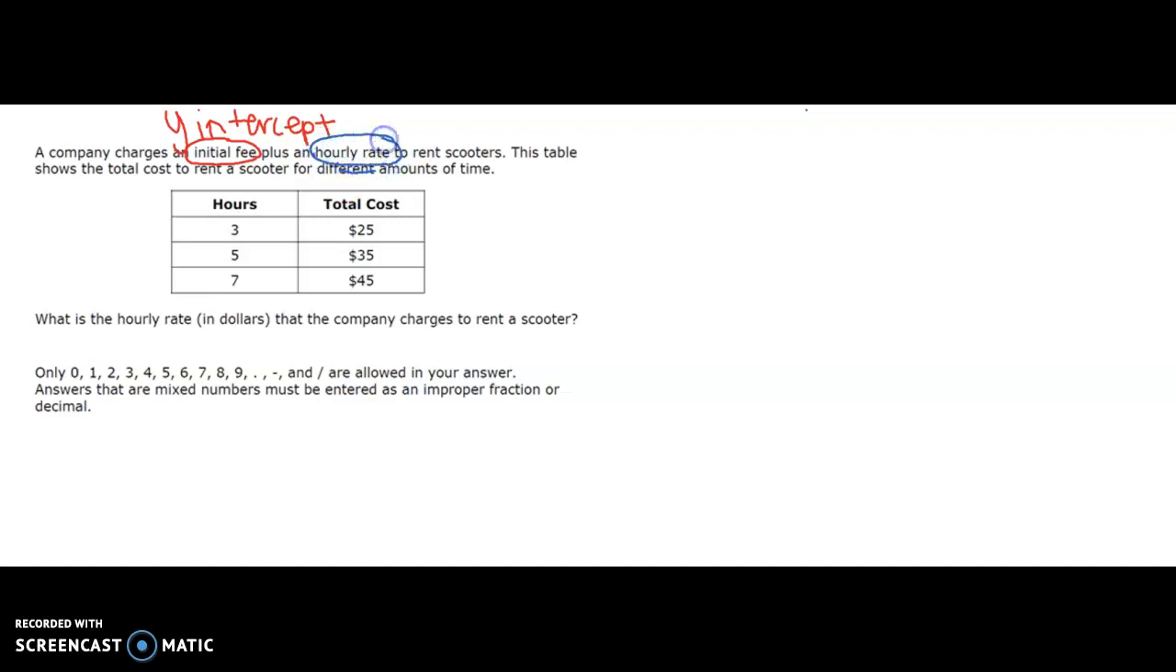What does the word rate tell us? In this problem, rate is going to represent the slope. We know we're working with a linear function that has a y-intercept and it has a slope because the rate is hourly, so it's not changing. The slope is constant per hour.